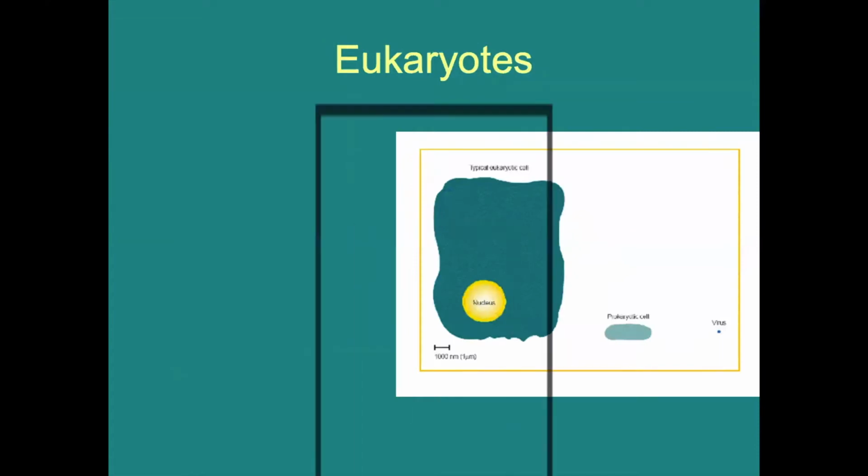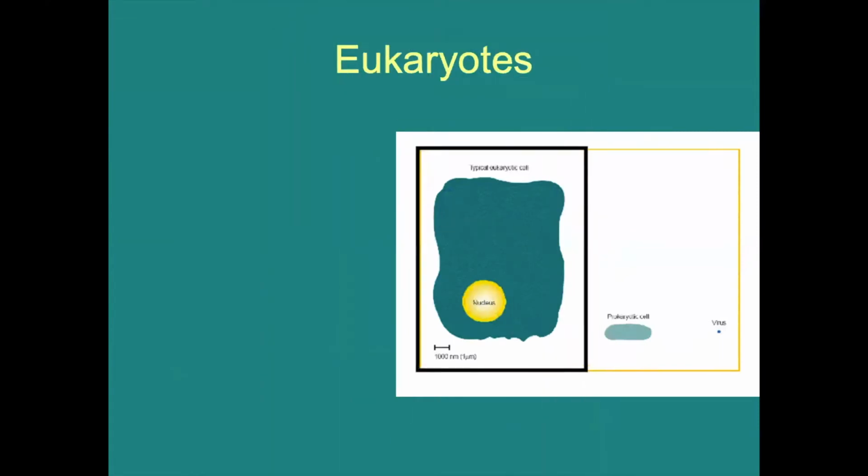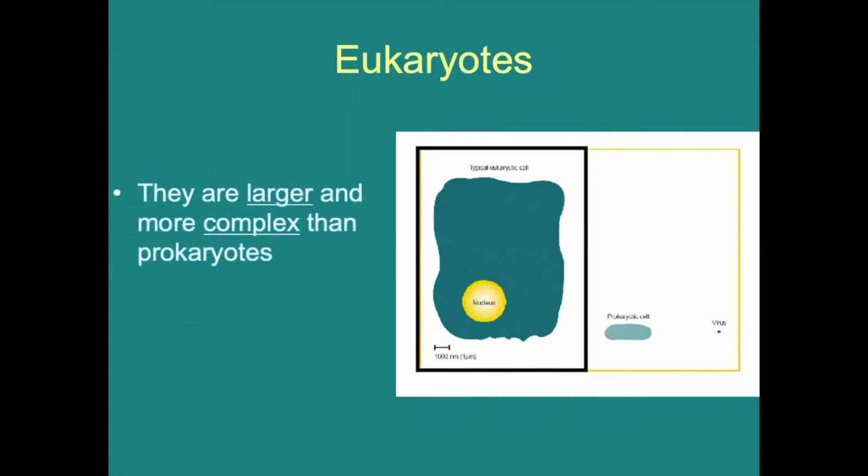Jumping up to eukaryotes. This is what you are made out of. So remember that, guys. You are made out of eukaryotes. That's how I always remember it. And they are larger and more complex. And again, complex, what does that word mean? Does it mean bigger? Some people think it does. No, it doesn't. Complex does not mean bigger. It's larger and it's more complex.